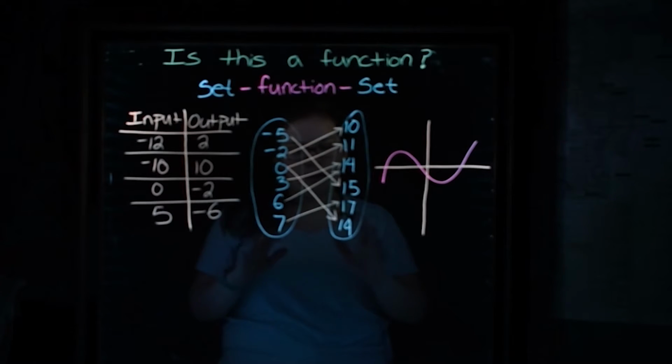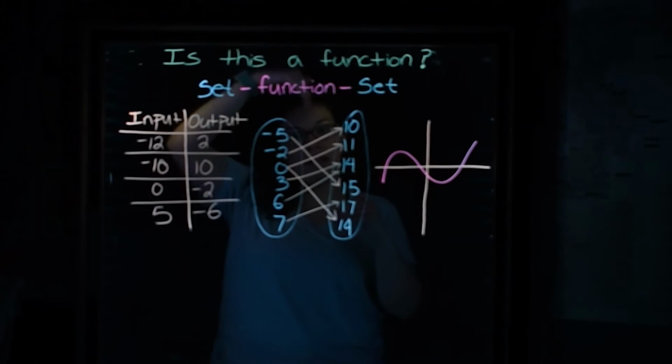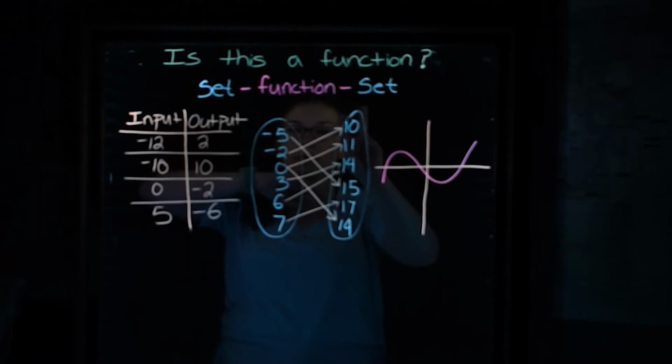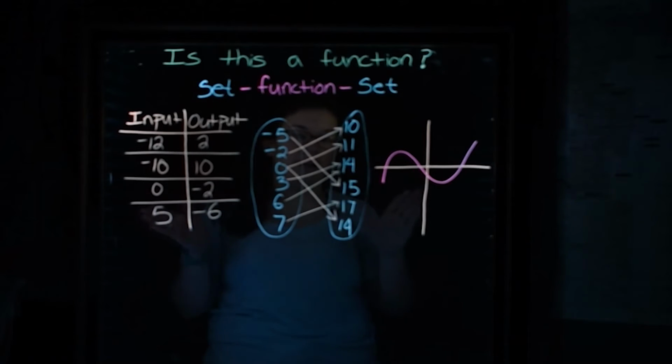Can't have that. But let me just look at something real quick. I also see 2 arrows going to 14, but that's okay, because if I put a 3 in, a 14 comes out. If I put a 6 in, a 14 comes out. So what I'm really worried about is what I put an input in. If 2 numbers come out, then that's when it's not a function.